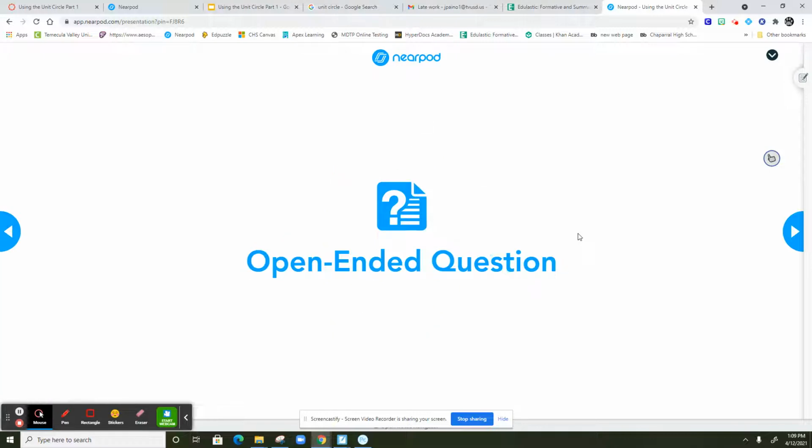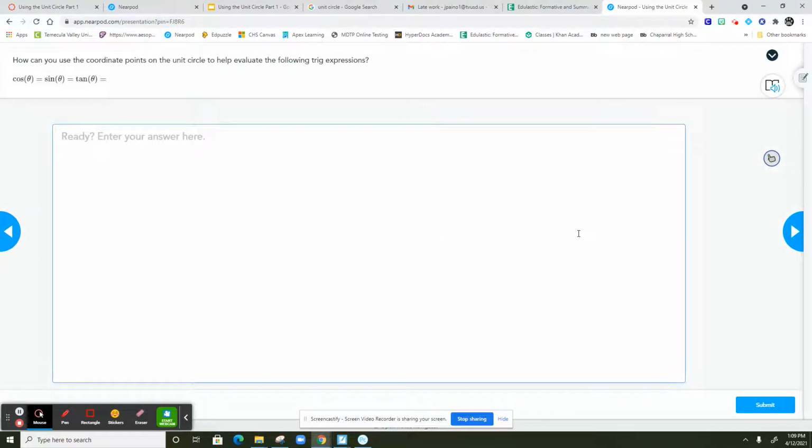All right, open-ended question, and I just gave you guys the answer to this. How can you use the coordinate points on the unit circle to help evaluate the following trig expressions? Cosine theta, sine theta, and tangent theta.